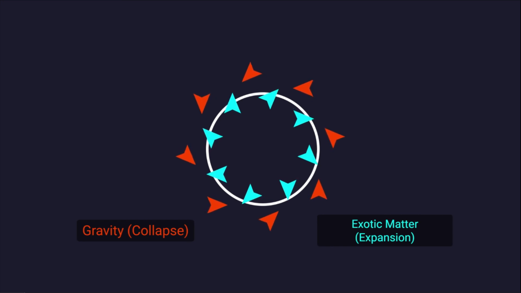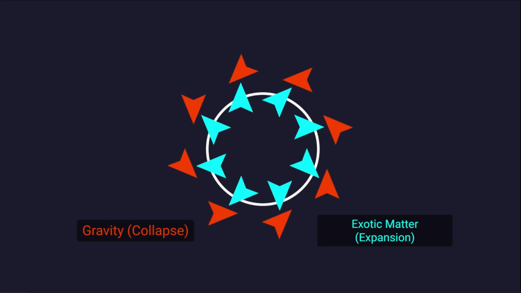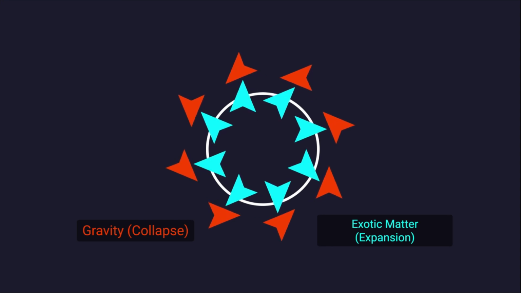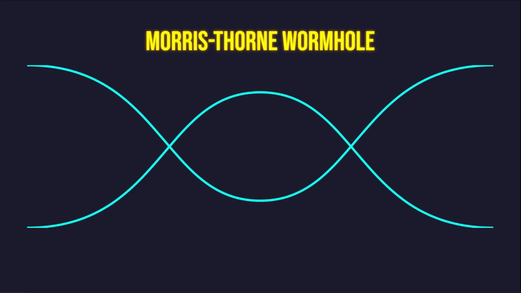Exotic matter exerts negative pressure, effectively pushing spacetime outward, counteracting the inward pull of gravity at the throat. Without this negative energy density, any attempt to traverse the wormhole results in immediate gravitational collapse. The first fully analyzed model for a traversable wormhole was developed by Morris and Thorne in 1988. These solutions are static and spherically symmetric, specifically designed to allow two-way travel.